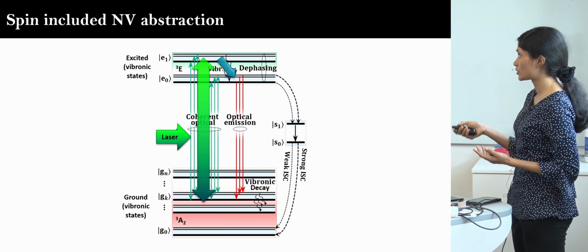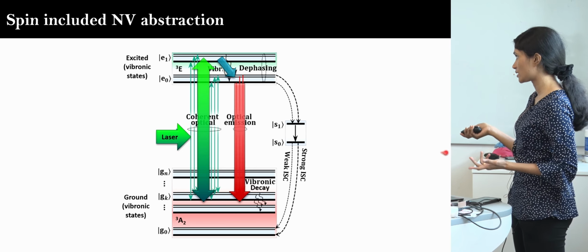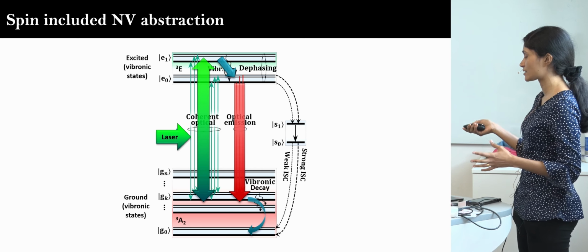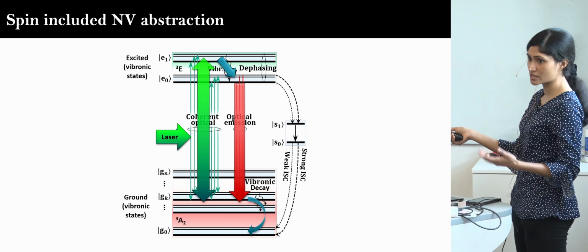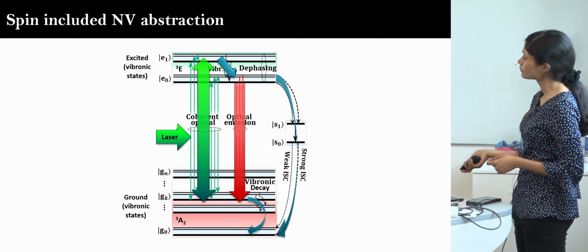Terahertz scale decay back to the lowest energy excited state. It can come back down optically. Any energy that's extra is dissipated thermally. And now we have the intersystem crossing pathway because spin has been included here.